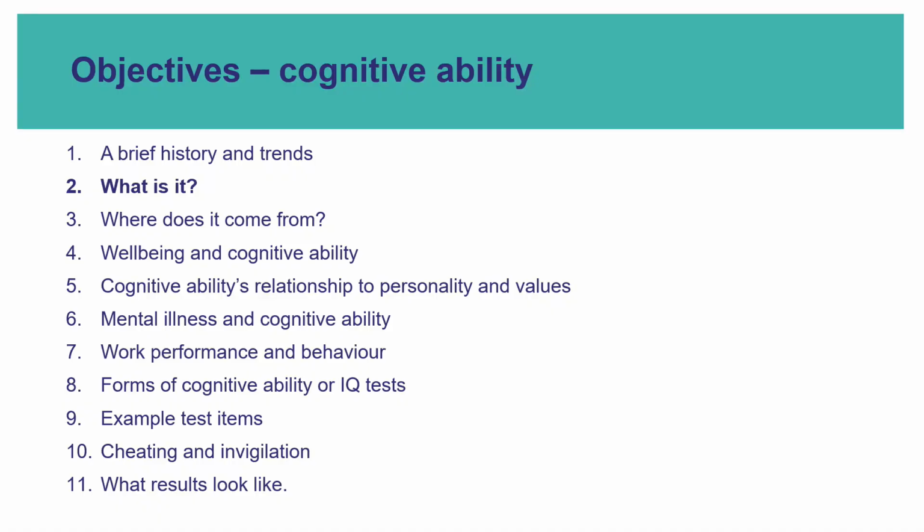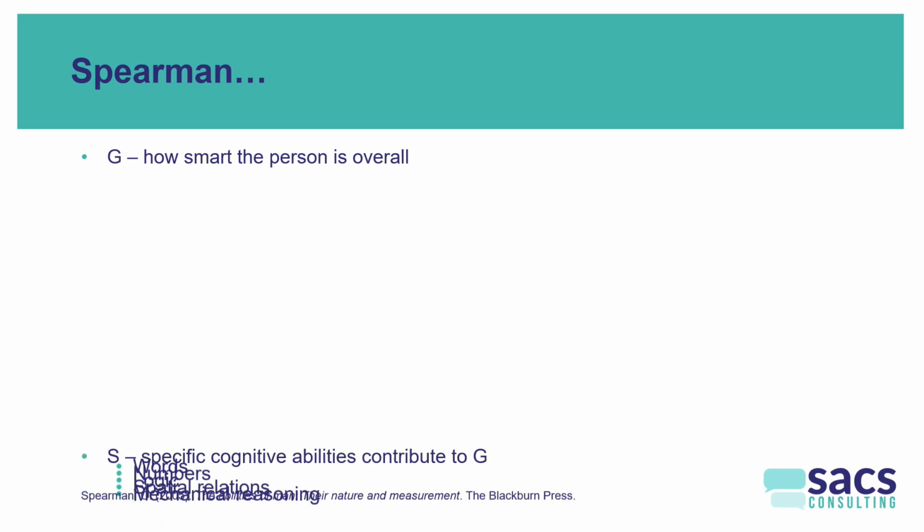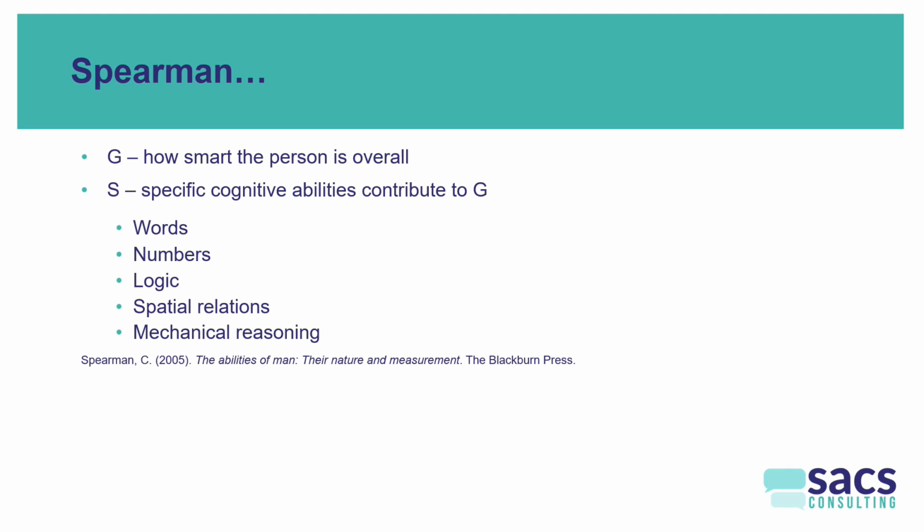What is cognitive ability? Now here's a brief description of a fellow by the name of Spearman, who I mentioned in the last video. G is a Spearman concept, and G means how generally smart the person is overall. And Spearman said that G was made up of S, specific cognitive abilities which contribute to G. And so those are things like words, numbers, logic, spatial relations, in other words, how shapes fit together and how spaces relate to each other, and mechanical reasoning is about how physical objects interact. So if this cog turns, which way will this cog turn? And for instance, this is a good predictor of the performance of engineers, tradespeople, those kinds of things.